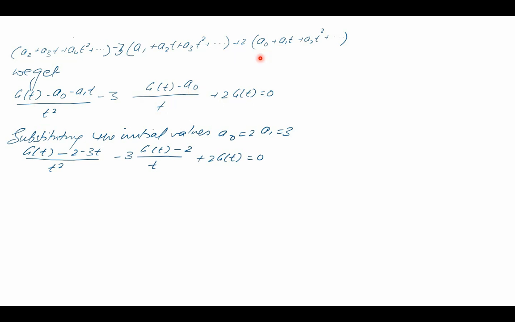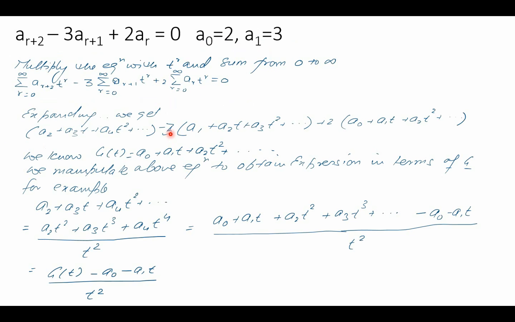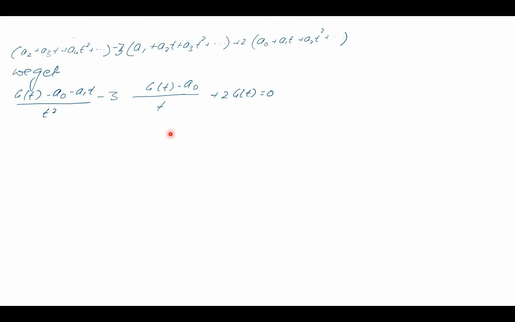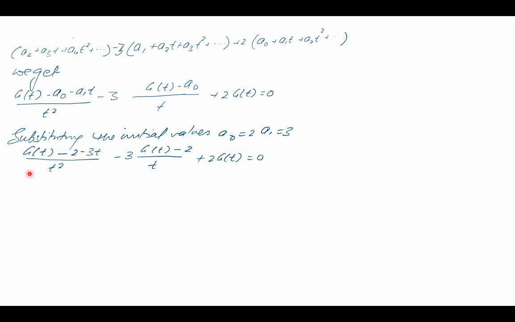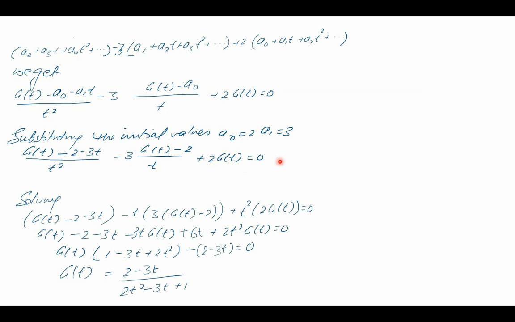substituting initial values. Remember the initial values given to us: a0 is equal to 2 and a1 is equal to 3. So now I substitute the initial values. It becomes g of t minus 2 minus 3t upon t square, minus 3 times g of t minus 2 upon t, plus 2 g of t is equal to 0. So we solve it. I am multiplying this entire expression by t square on both sides. On the right hand side, 0 multiplied by t square will be 0.